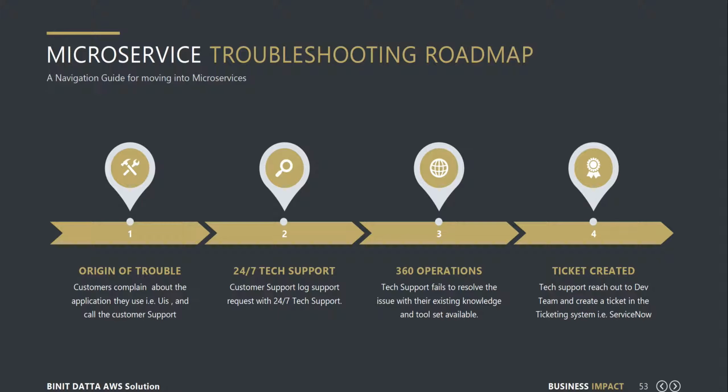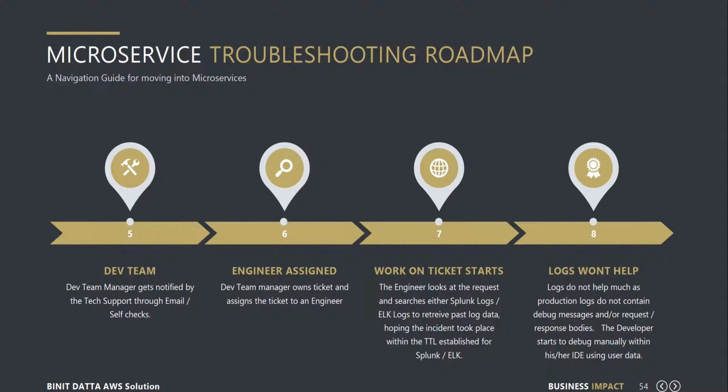360 operations: tech support fails to resolve the issue because it lies beyond their boundary. They fail to resolve the issue with their existing knowledge and the tool set available. Ticket created. So what does 24/7 tech support do? They create a ticket in the ticket system. Tech support reaches out to the dev team and creates a ticket in the ticketing system. It could be ServiceNow or something else. Let's move on and see what happens next.